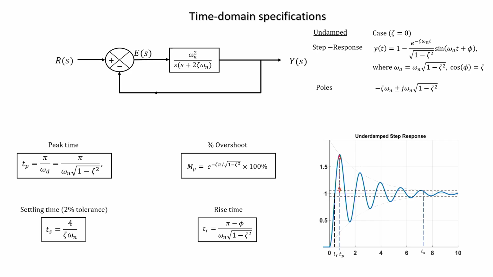Very fast may mean that the user wants the settling time to be as small as possible, right? Because if the settling time is as small as possible, then that means the response has gone inside that tolerance band that we had chosen much faster. So then I would like that 4 by zeta omega n must be as small as possible, correct?